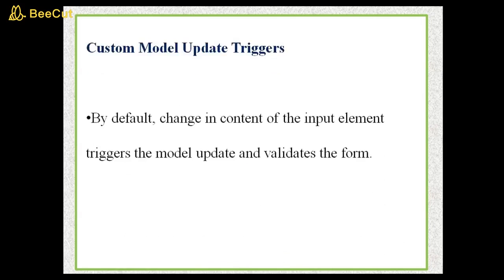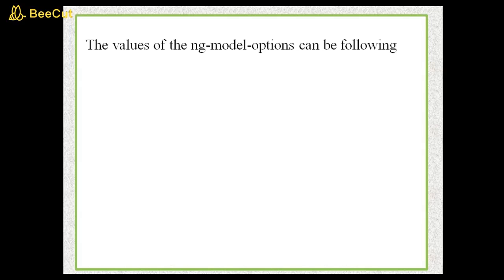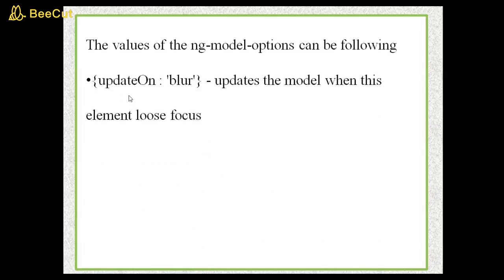Custom model update triggers. By default, a change in content of the input element triggers the model update and validates the form. However, we can override this behavior by attaching the ng-model-options directive with an event name to the input element. The values of ng-model-options can be the following: updateOn: blur updates the model when the element loses focus.